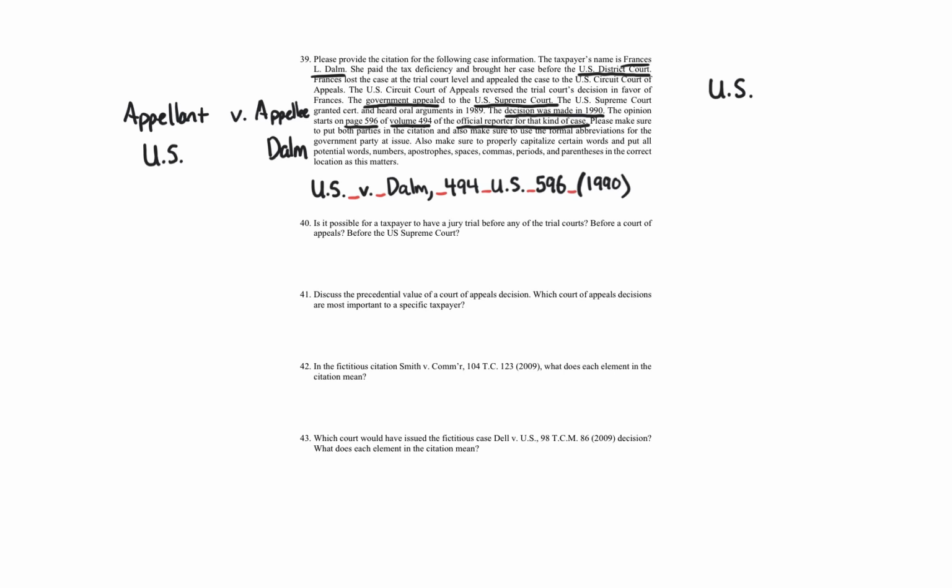Okay, let's go on. Let's go to question 40. Is it possible for a taxpayer to have a jury trial before any of the trial courts, before a court of appeals, before the U.S. Supreme Court? So this one's pretty easy because we've gone over it so many times. We talked about it in the introduction to judicial sources. Very important question. The only court of the cases where you bring a tax case where it's possible would be the U.S. District Court. And it's possible, but not 100% guaranteed. All others, you're never going to have a jury.